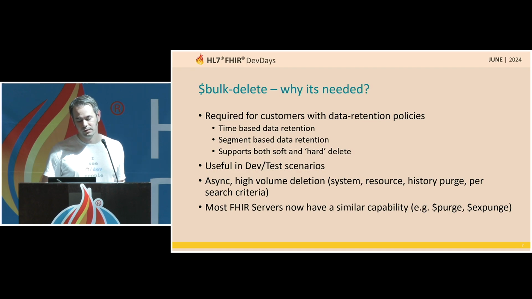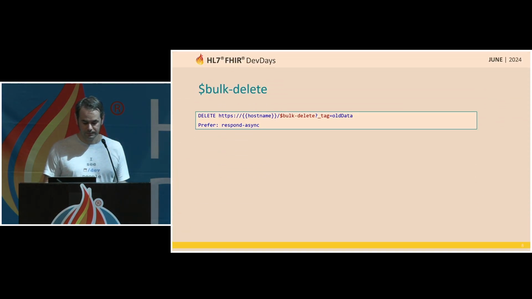It works on the system level, it works on the resource level. You can even purge history as an operation, and you can also operate bulk delete on any arbitrary search criteria. One need I see as organic growth of pure FHIR servers now is that we have introduced bulk delete, but it also exists in a sense for $purge and I think also $expunge. So I think these bulk data operations are coming into FHIR as we acquire these vast quantities of data. How does our bulk delete operation work?